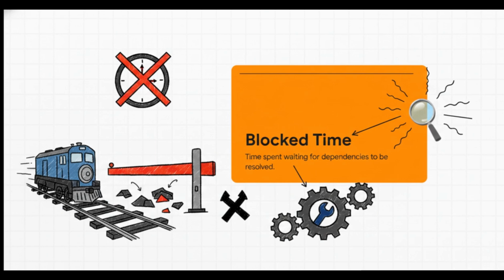But hey, what if the train just stops entirely? That is exactly where block time comes to the rescue. This metric flags exactly how much time is being wasted waiting for external dependencies to clear. By tracking block time, you can instantly flag those external roadblocks and get straight to work clearing the tracks. It's a huge win for increasing your team's overall productivity.